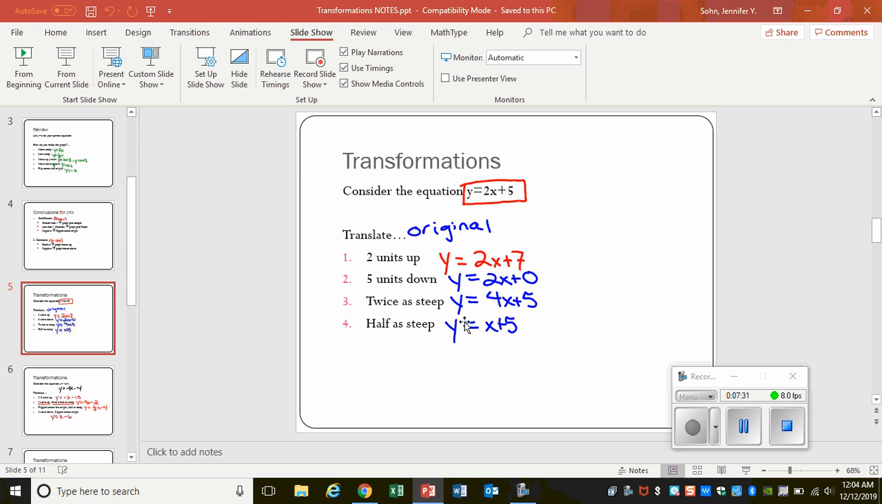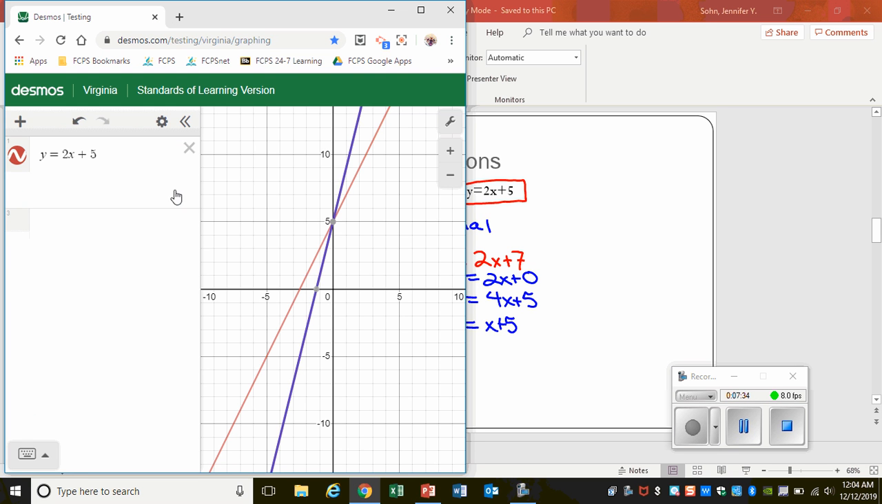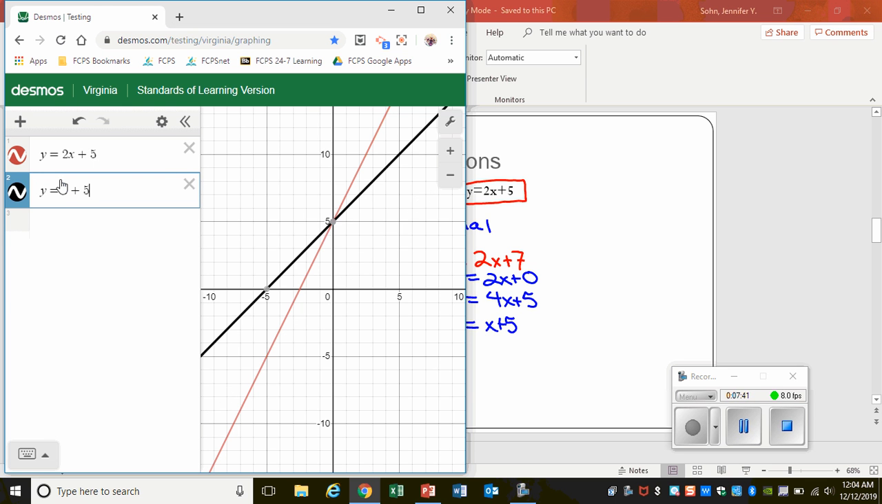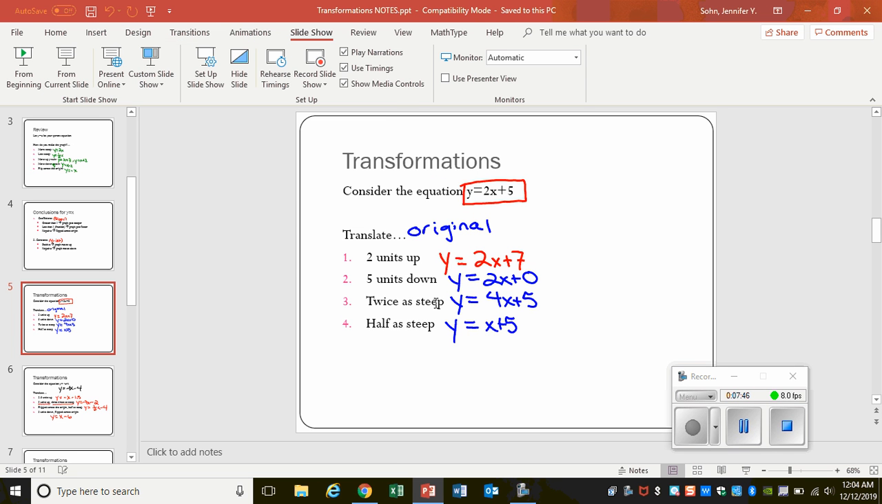If I do half as steep, we're going to divide this by 2. 2 divided by 2 is 1. Just change the slope, and the y-intercept stays the same. And then right here it becomes flatter. So when you see the word steep, think of slope has an S. Steep has an S. They're asking you to change the slope, multiply. And if you see the words up and down, just add or subtract only on the y-intercept. That's what that means. Up and down means just change the y-intercept.